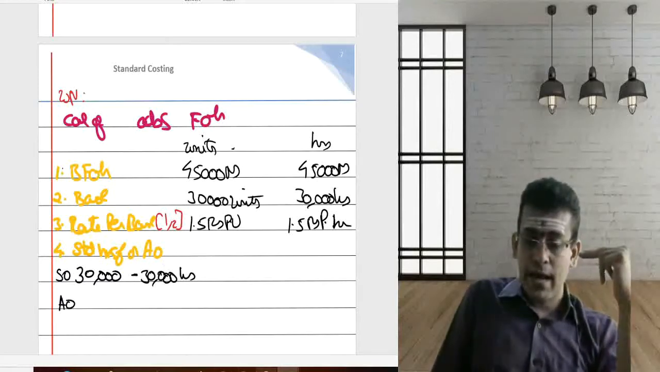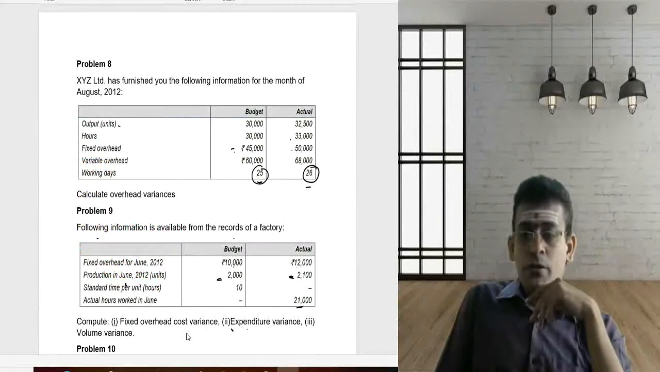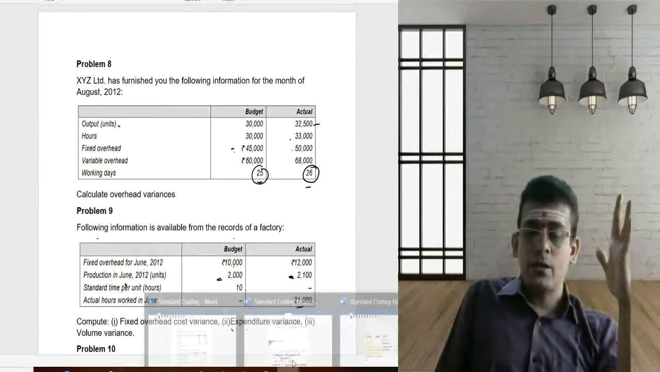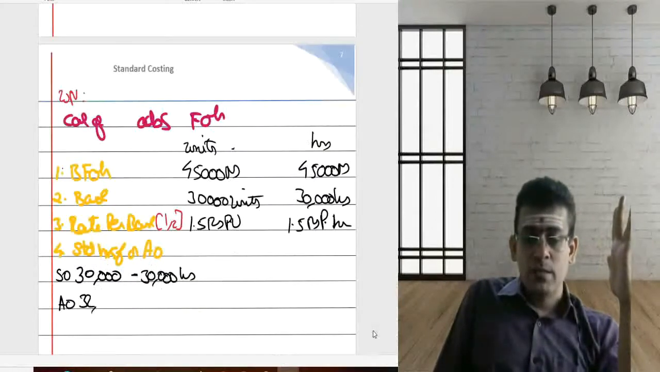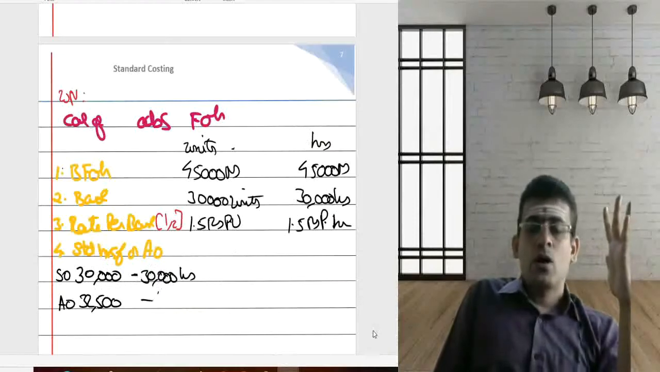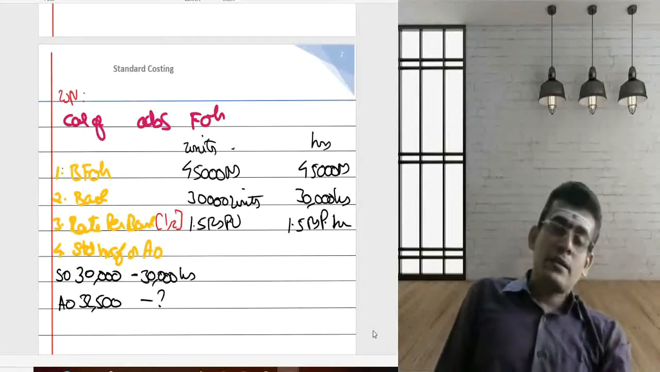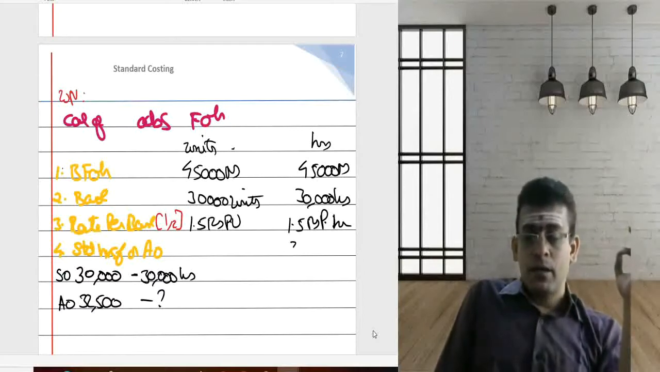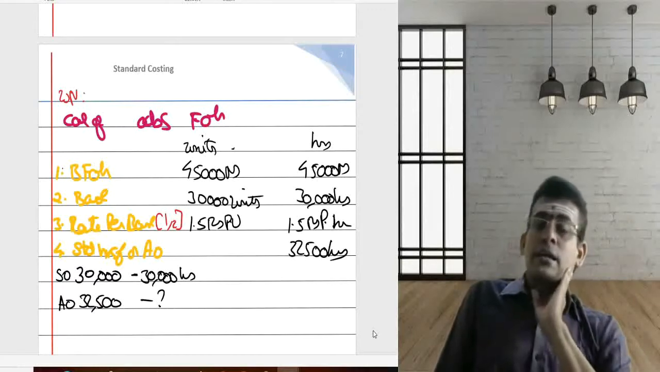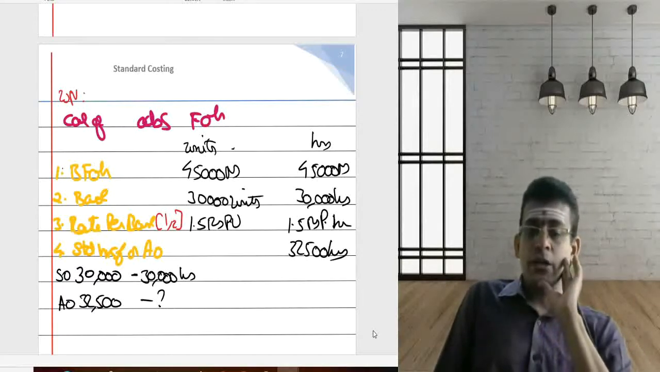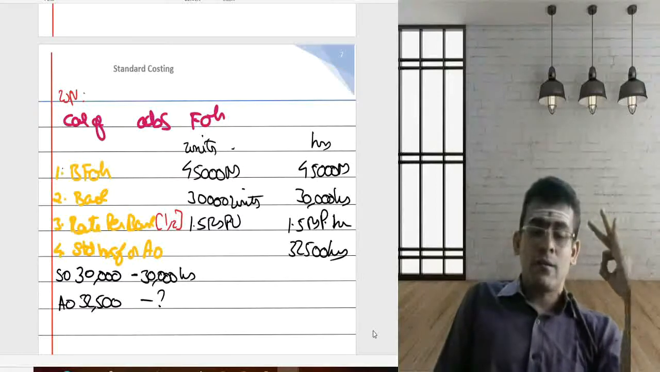Actual output. What is your actual output? Go to the problem. See what your actual output is there. Output in units is 32,500. So I need to consider this as the actual output, 32,500. How many hours? That means 32,500 into 30,000 divided by 30,000 gives me 32,500 hours. It's nothing but a cross multiplication.